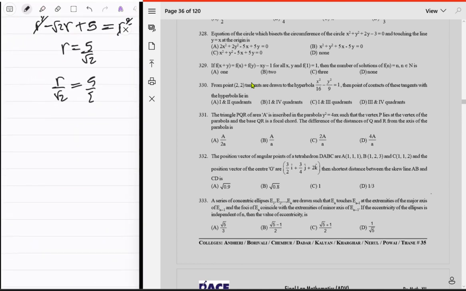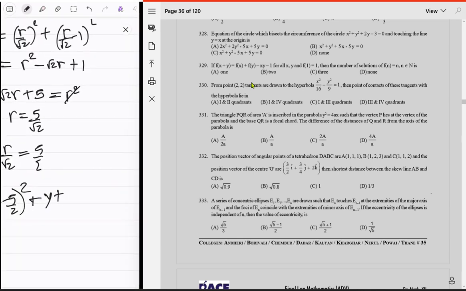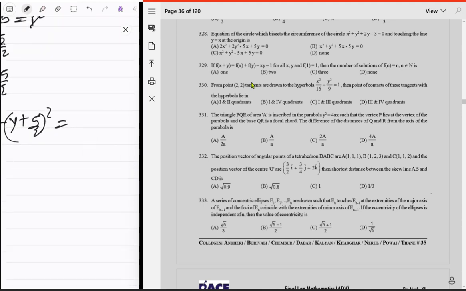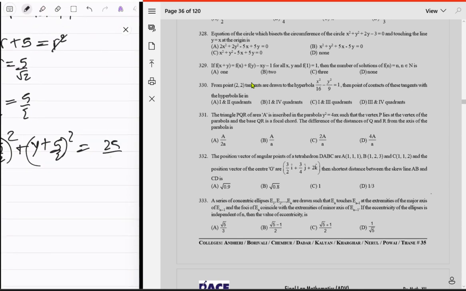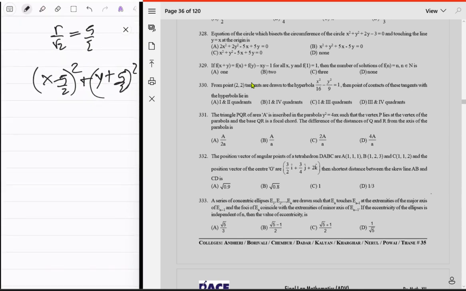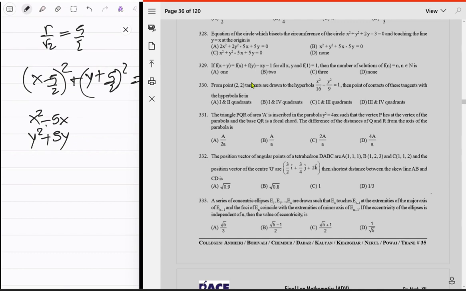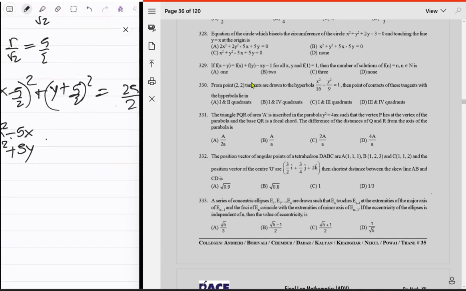So that's x minus 5 upon 2 whole square plus y plus 5 upon 2, because that's just negative. So y plus 5 upon 2 whole square is equal to r square, which is 5 upon square root of 2 squared, so 25 upon 2. I guess that makes sense. This is x square minus 5x, y square plus 5y. So we got 25 upon 4, and 25 upon 4 plus 25 upon 4 is 25 upon 2. So plus 25 upon 2 is equal to that, just equal to 0.